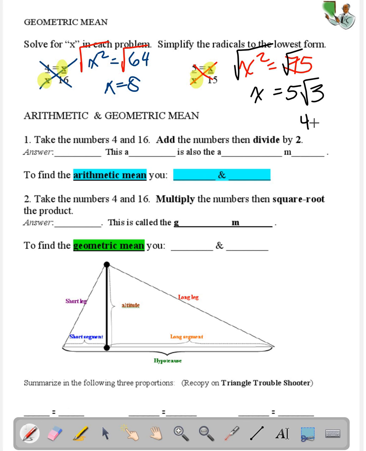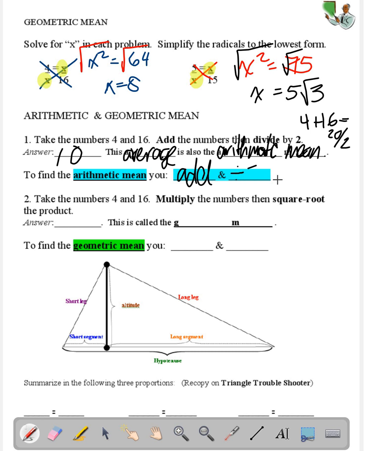2, 4 and 16 is 20. Divided by 2, we get 10. This is called an arithmetic mean. It's also called an average. This average is called the arithmetic mean. So to find the arithmetic mean, you add and you divide by 2.